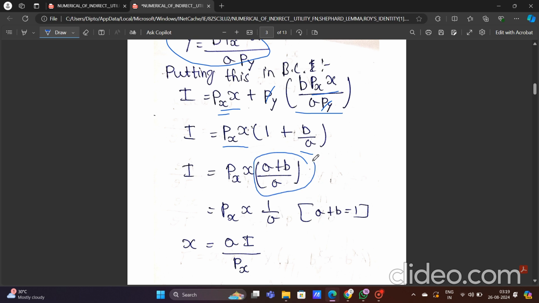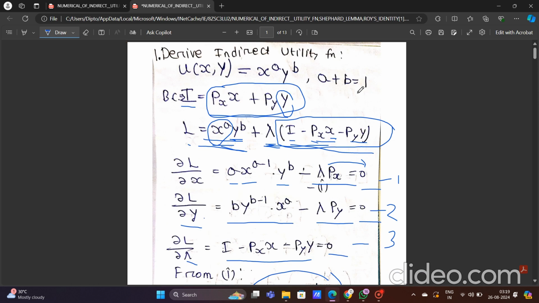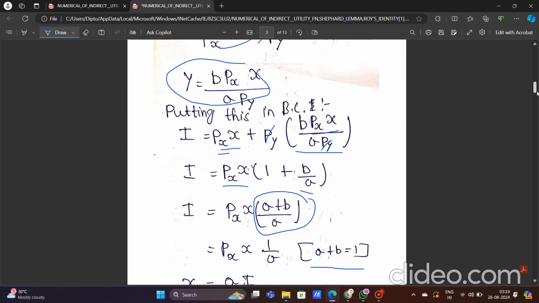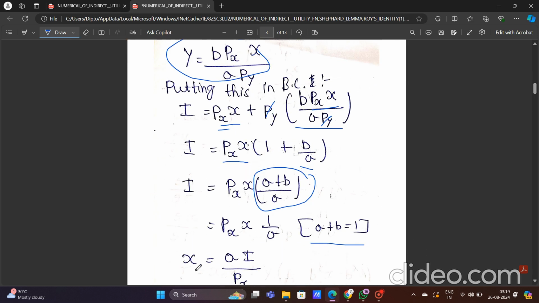Now we all know that the initial condition was given that a plus b equals 1. It was given in the question, right? So if we see this condition was given in the beginning, a plus b equals 1. If we put this condition here, then it will be nothing but px into x into 1 by a.